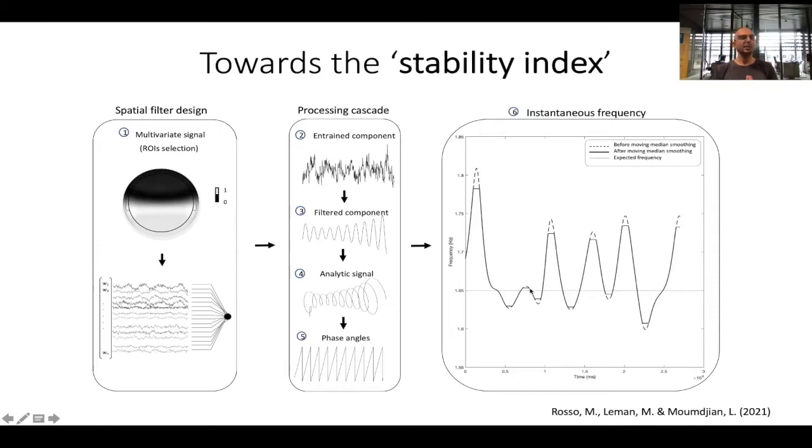So in the ideal and absolutely unrealistic case of an entrained component in the brain perfectly oscillating all the time at the stimulation frequency, we would observe a flat line. But biologically, what happens is that the component would oscillate, trying to achieve a stable synchronization.